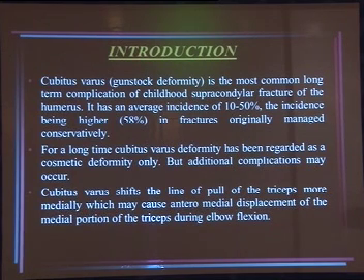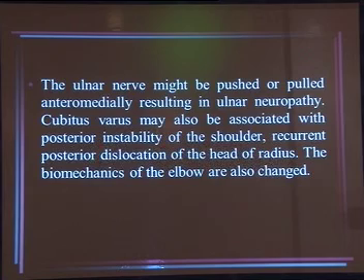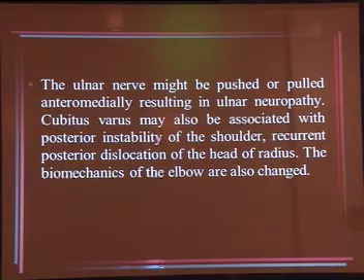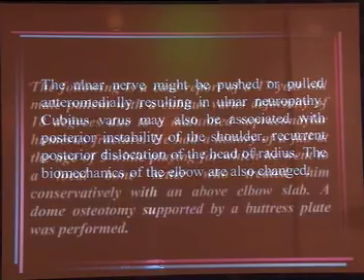Cubitus varus shifts the line of pull of the triceps more medially, which may cause anterior medial displacement of the medial portion of the triceps during elbow flexion. The ulnar nerve might be pushed or pulled anterior medially, resulting in ulnar neuropathy. Cubitus varus may also be associated with posterior instability of the shoulder and recurrent posterior dislocation of the head of the radius. The biomechanics of the elbow are thus changed.